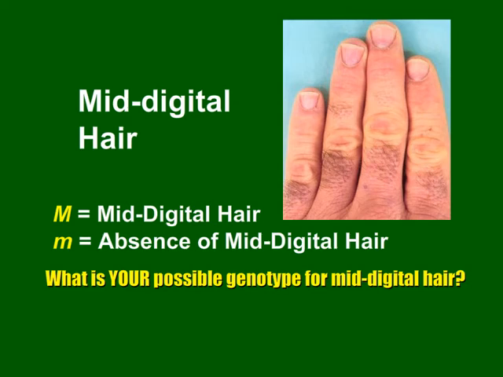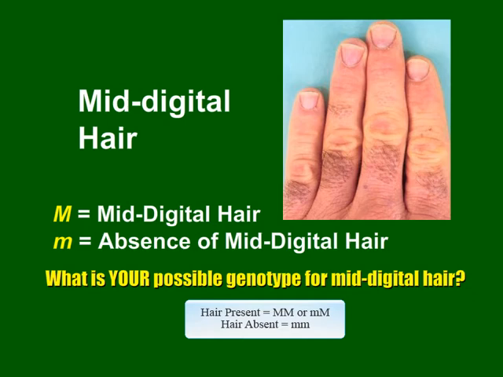Yet another trait that's determined by the presence of dominant alleles is the presence of mid-digital hair. Now, mid-digital hair is the hair that you have on your middle phalanx. That's the middle digit of your finger right there. You can see I'll highlight it here. And so there may not be much hair, but if you have any hair whatsoever on your middle phalanx, that's because you have the presence of one or more dominant alleles. So if you have hair on your digits, that would mean that you're big M, big M, homozygous dominant, or big M, little m, heterozygous. If you don't have any hair on your middle phalanx, that means that you are homozygous recessive. That is, you have little m, little m.